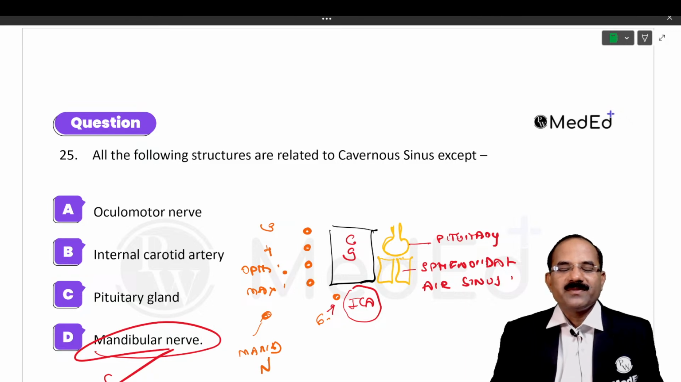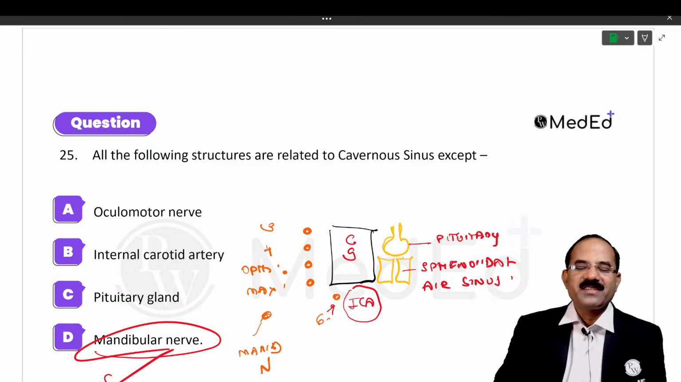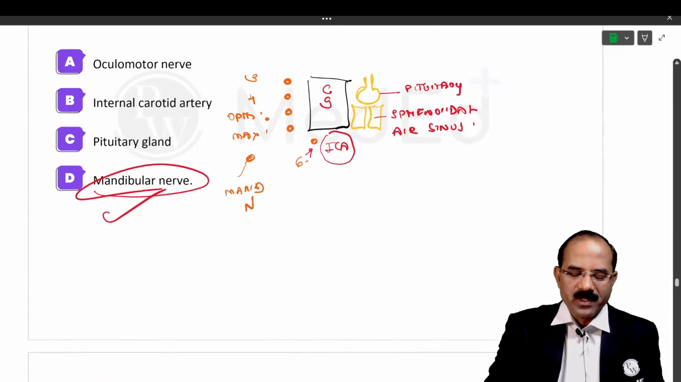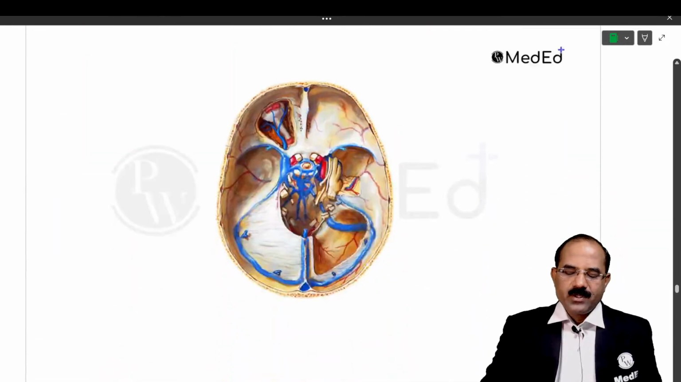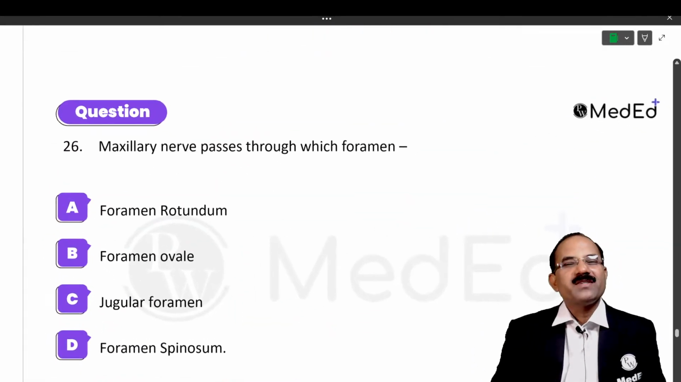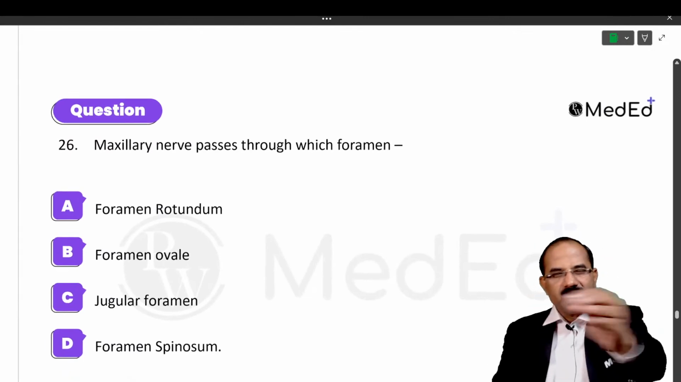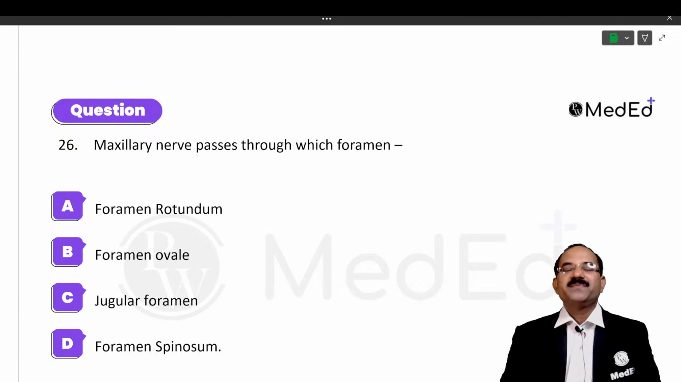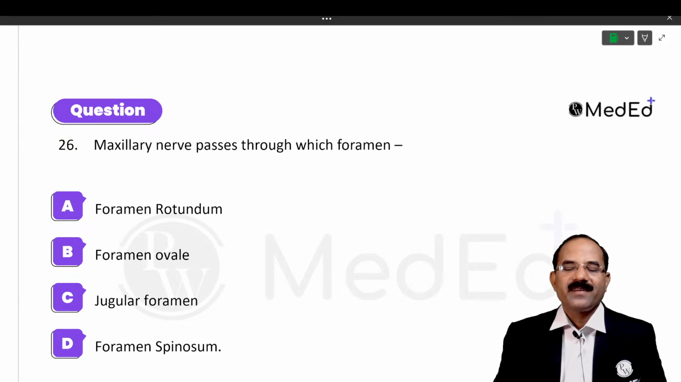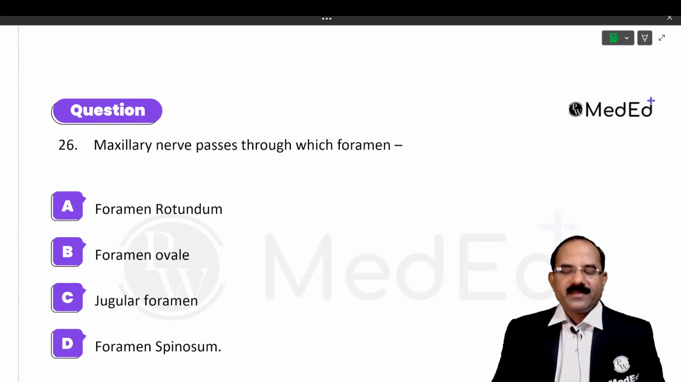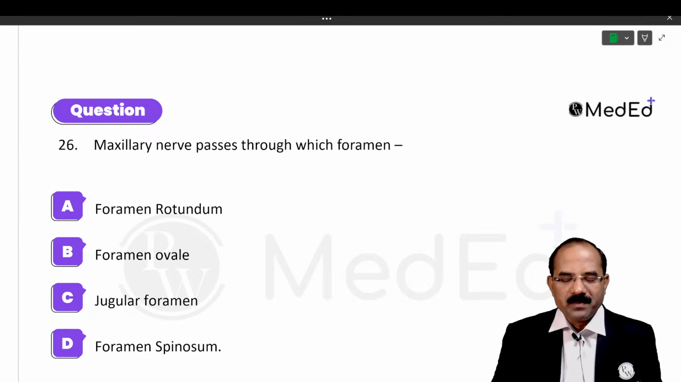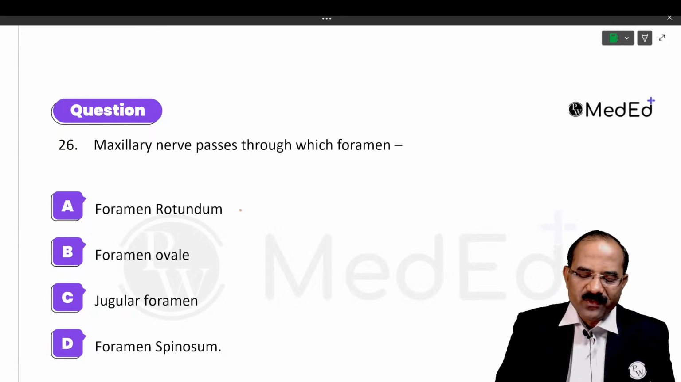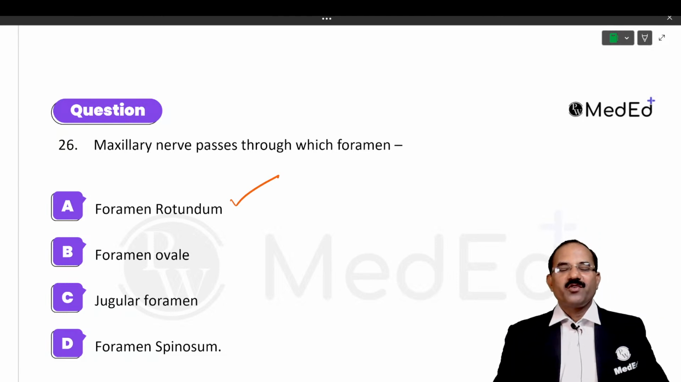Hello children, just wait, let me finish this, then I'll tell you. Okay, fine, Dr. Deepa. That's good. Let's go to the next MCQ. Come on students, you can answer this. This is a very easy MCQ for you. Maxillary nerve passes through which foramen? Yes, children, tell me. That's the foramen rotundum.